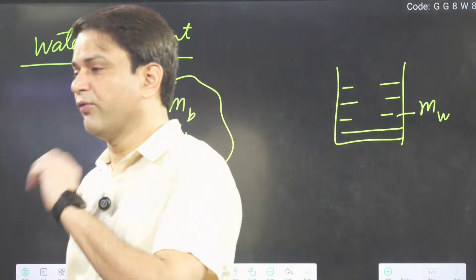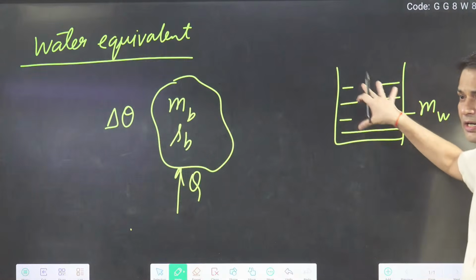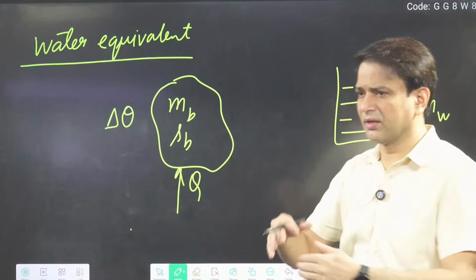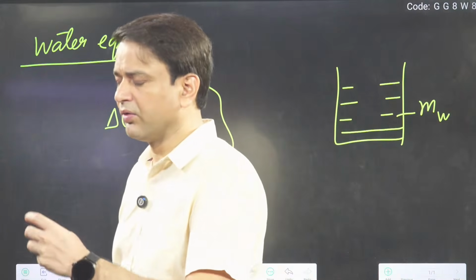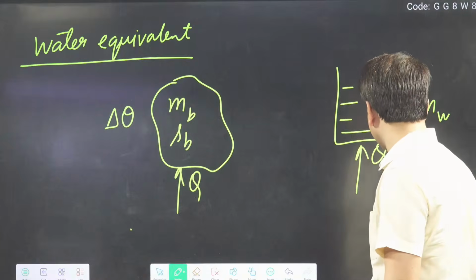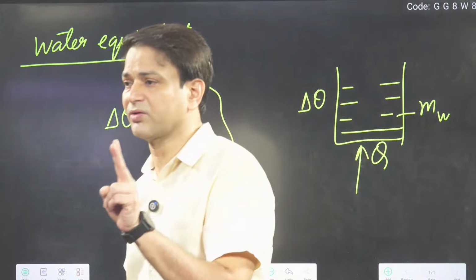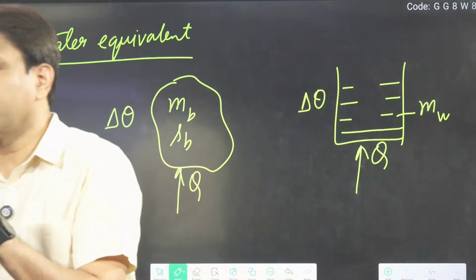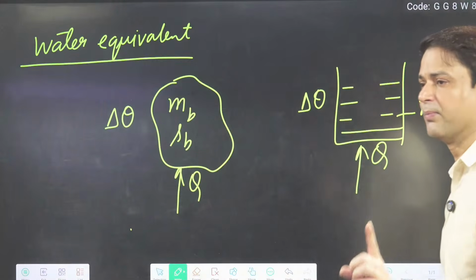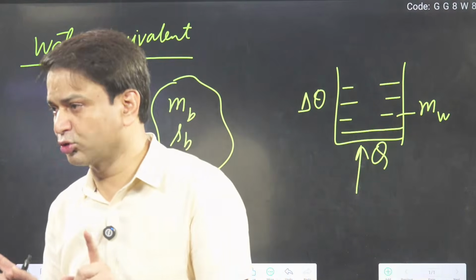Then what is the meaning of water equivalent? In parallel, I am taking some mass of water. By changing the mass of water, you will get the mass of water which will absorb the same amount of heat for the same temperature change. Two things have to be the same in water equivalent: the amount of heat absorbed by the water equivalent as well as the body will be the same, for the same temperature change. Delta theta has to be the same.